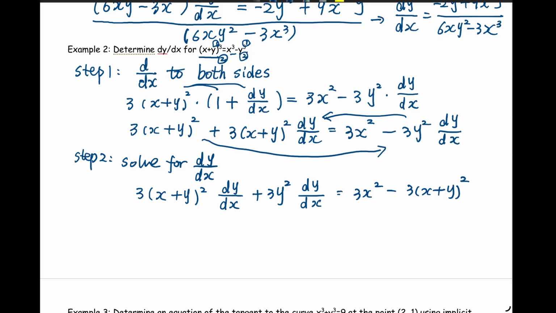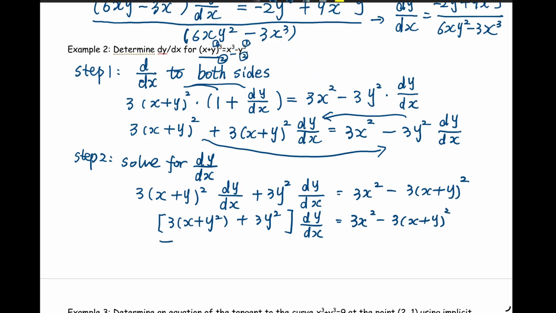Then we combine the dy by dx common factor, the front coefficients will be added together. So that equals the right side, 3x squared minus 3 bracket x plus y bracket squared. Then divide both sides by the coefficient at front of dy by dx, then you will have the answer for the dy by dx.